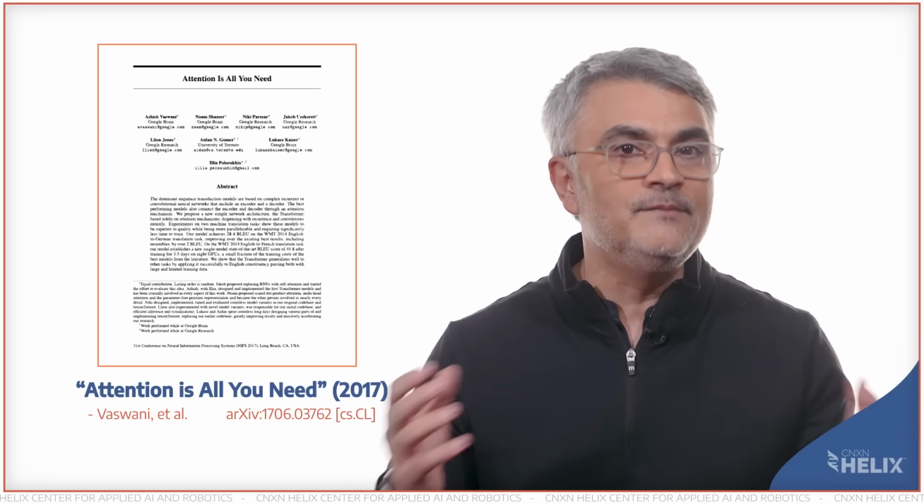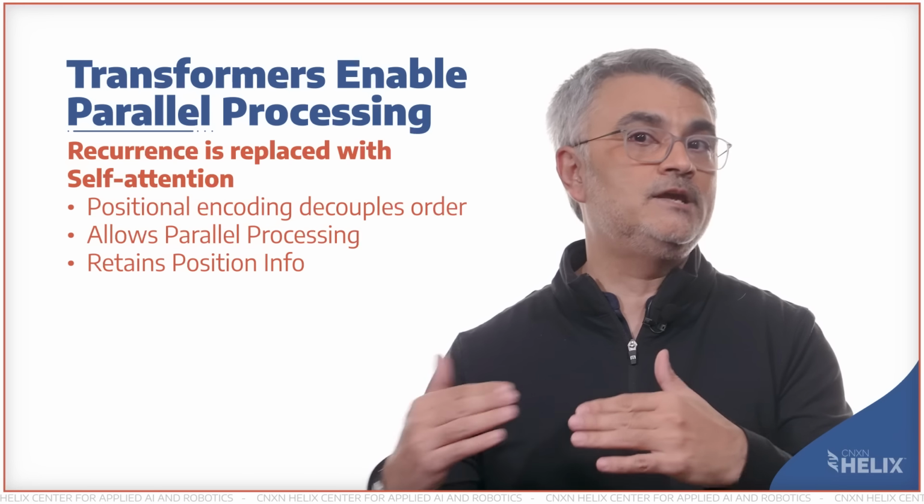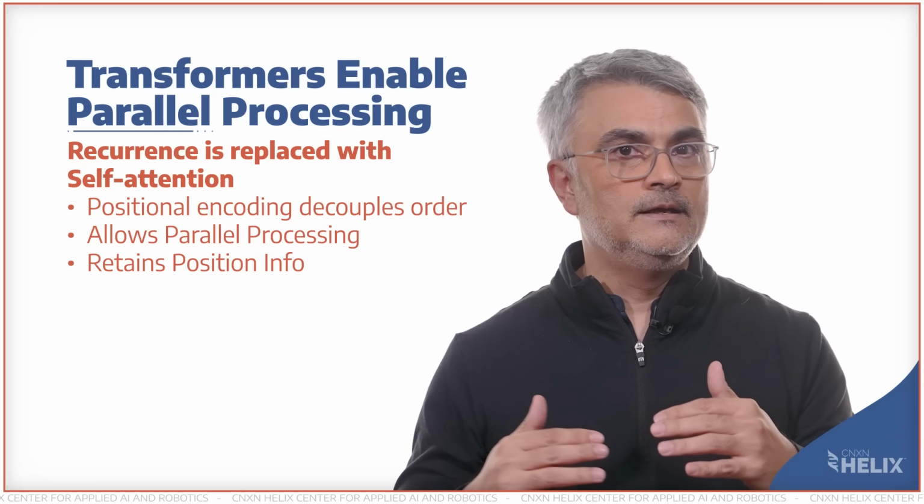So the question that's asked is how transformers enable parallel processing. Well, transformers replace recurrence with self-attention, allowing the model to process all tokens in a sequence simultaneously. Positional encoding decouples order from computation. Since transformers lack recurrence, they encode the position of tokens using positional embeddings, either sine or cosine, or learned. And this allows all tokens to be processed at once while still retaining order information, and that is very important.